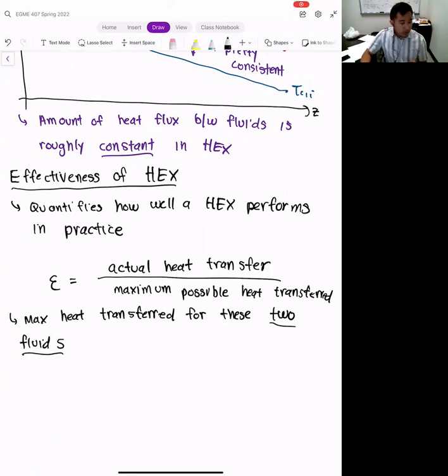When two fluids are coming in, there's only a certain amount of heat transfer that can occur between them before it's capped. If you talk about the max amount of heat transfer that can occur ever in the world, that's going to be infinite. So when I say the maximum heat transfer, I mean the maximum amount of heat transfer between these two fluids. What's the max amount of heat they can exchange throughout this device?